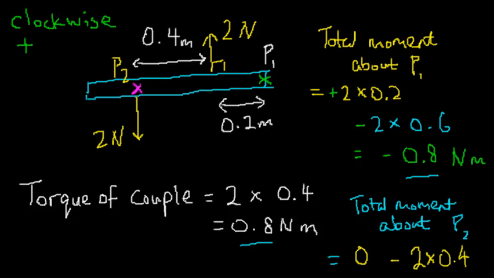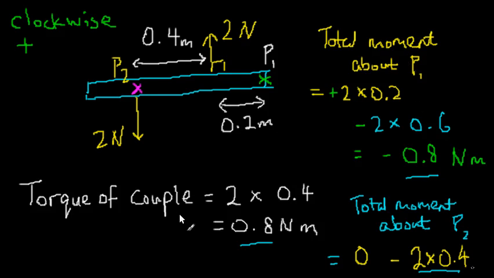Now compare 2 times 0.4, which is 0.8, with the torque of the couple again. They are the same. And compare this 2 times 0.4 with the total moment about P1, about a different pivot, and they are the same. So we have a very important and useful result.